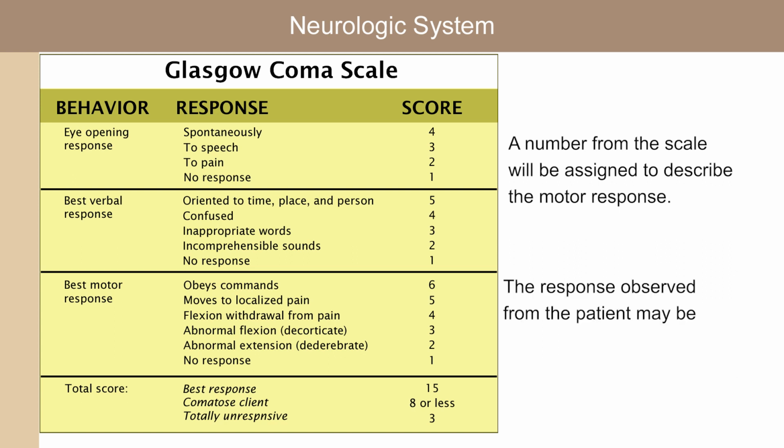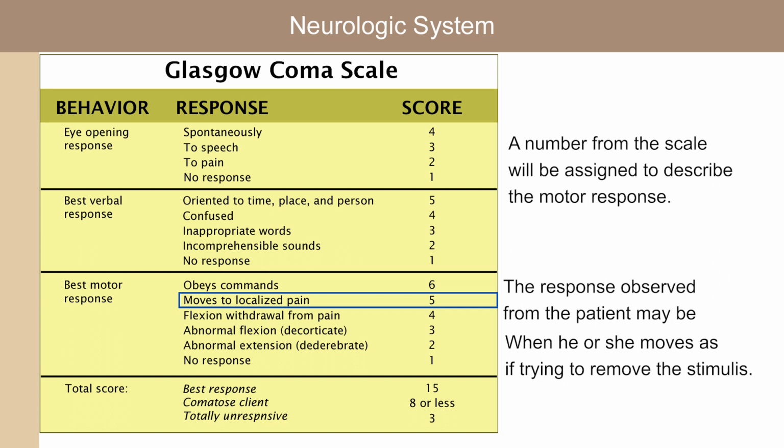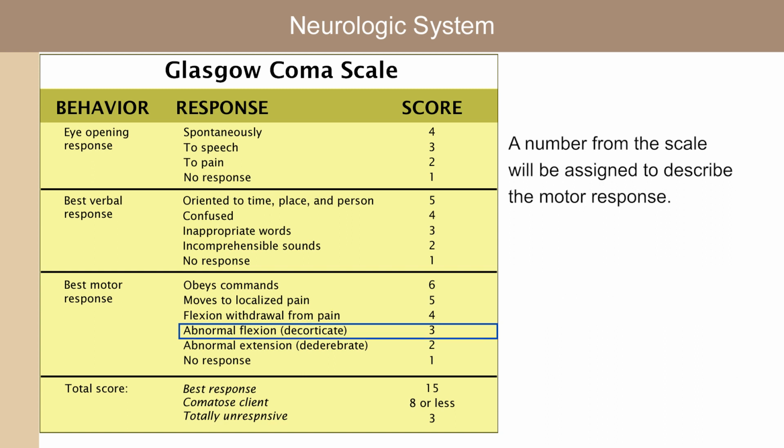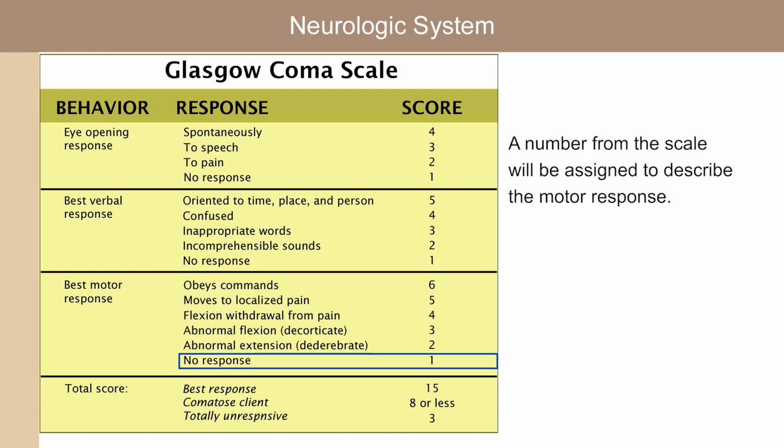The response observed from the patient may be a localization of pain, that will be a score of 5, when he or she moves as if trying to remove the stimulus. An attempt to withdraw from the stimulus will be a score of 4. Abnormal flexion would be a score of 3. Abnormal extension will be a score of 2. Or no response at all to any painful stimuli will earn them a score of 1.